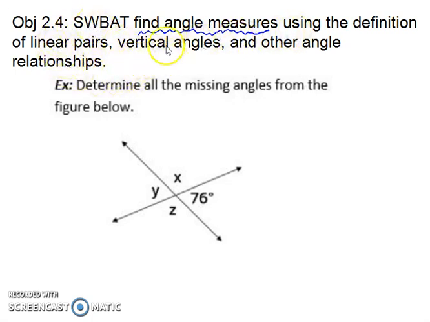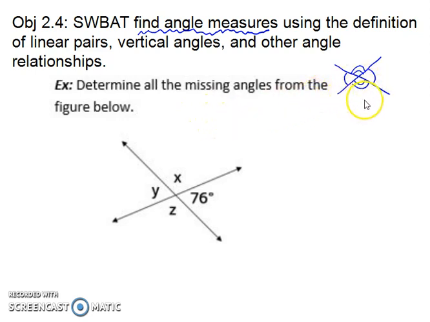So just as a reminder, vertical angles are what you have when two lines or segments cross each other. Vertical angles are the non-adjacent pairs, and they're congruent to each other. So these two that I just marked are congruent, and then these two non-adjacent angles that I'm marking right now are also congruent.